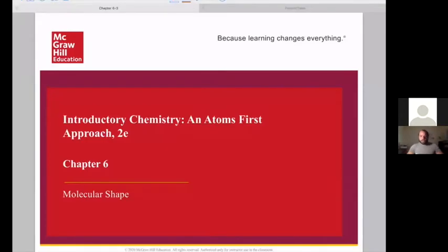All right, hello everyone. Today we're going to start chapter 6, and this is going to revolve around the structures of covalent molecules. Before we can actually start talking about the structures of covalent molecules, there's one concept we need to introduce first, which is this idea of electronegativity and bond polarity.